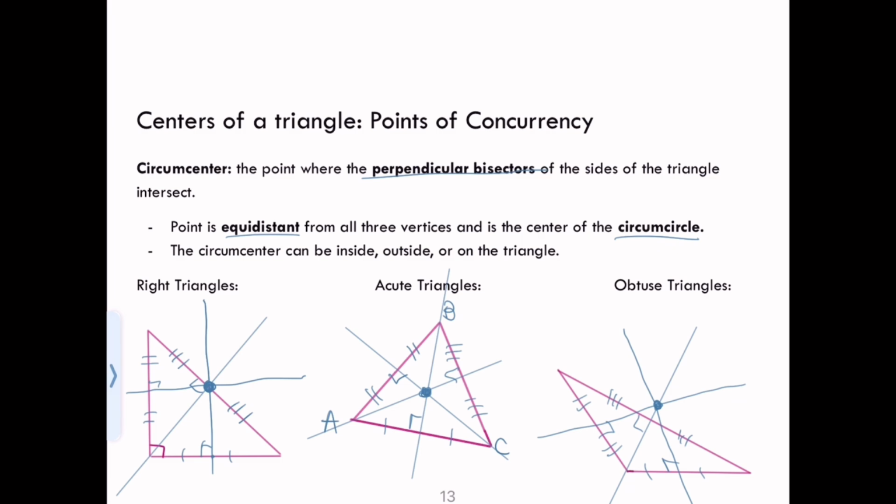So for right triangles, the circumcenter is always going to be on the triangle. For acute triangles, it's always going to be inside the triangle, and for obtuse triangles, it's going to be outside. This point is the center of the circumcircle, which is basically a circle that intersects with all the vertices of the triangle. So it looks something like this, and the circumcenter is the center of that circle.